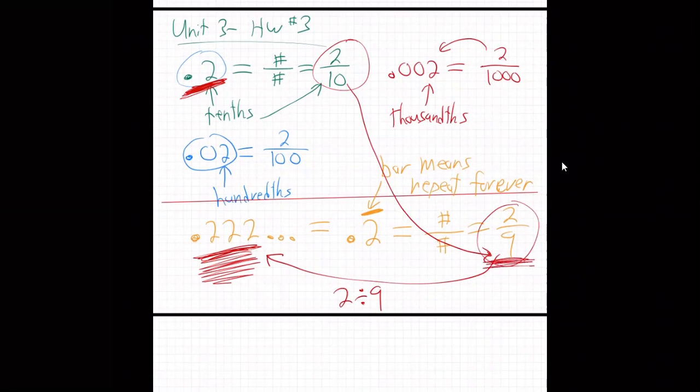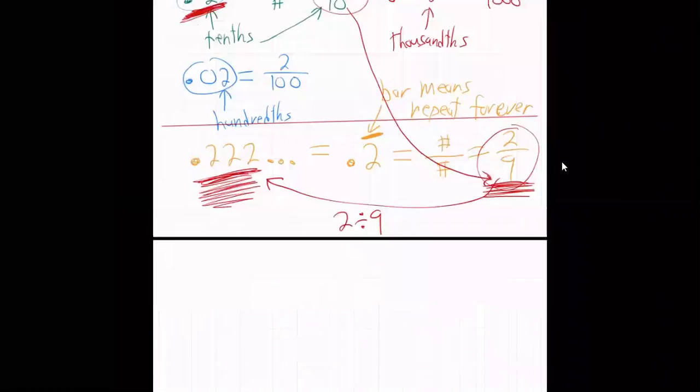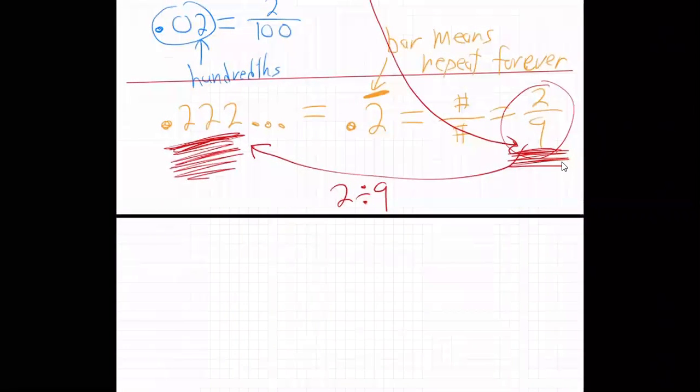But 2 over 9 is the answer. You just change that to denominator 9. Now, what if we change the question a little bit? What if we had 5s forever, which is 0.5 bar? Any guesses? What's the fraction that's going to make 5s forever?